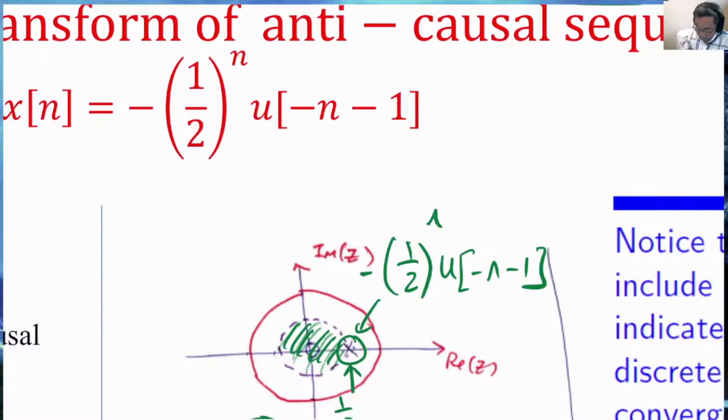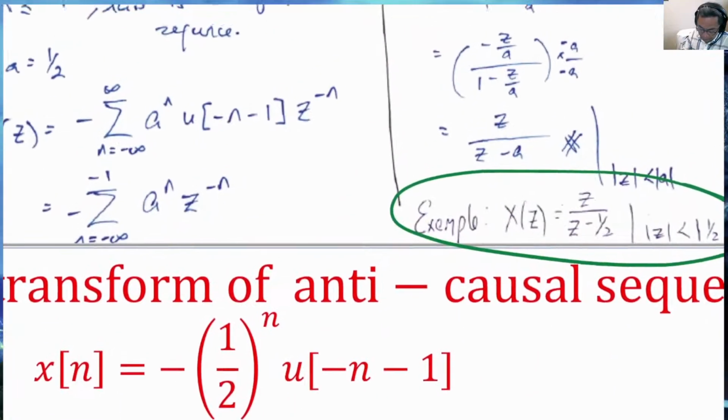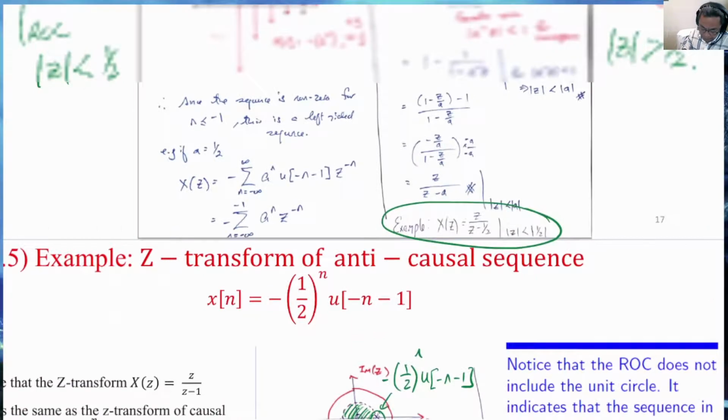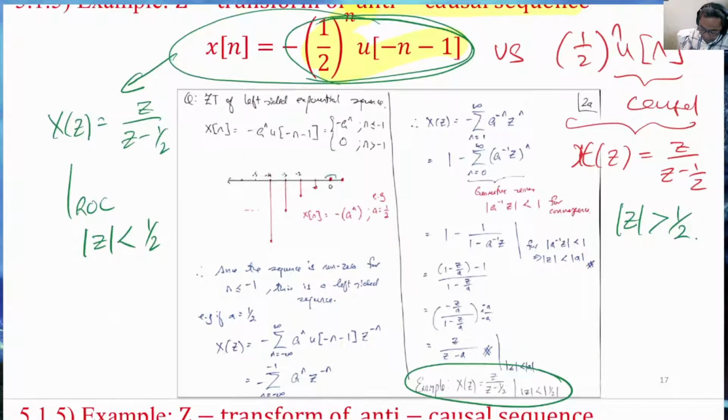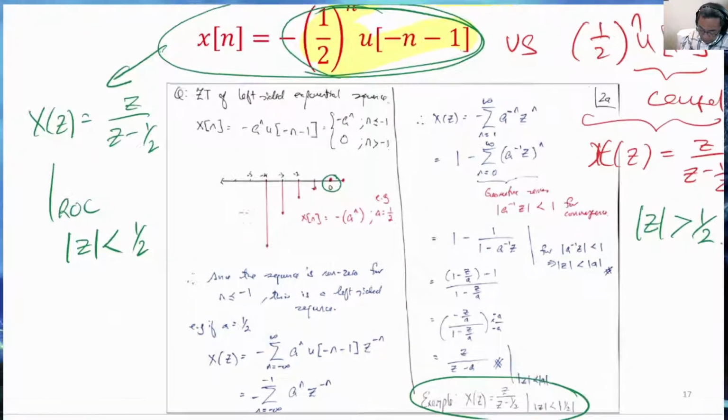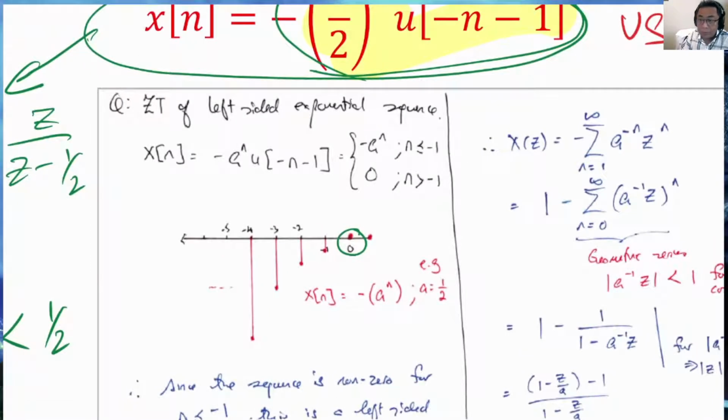This sequence, even though it has a Z-transform, actually grows unbounded. What do I mean? Look at the picture here. At time n equals 0, we have 0 because it starts with u of minus n minus 1. And we have 1, we have a larger value 2, larger value 4, and so on and so forth. It grows unbounded.